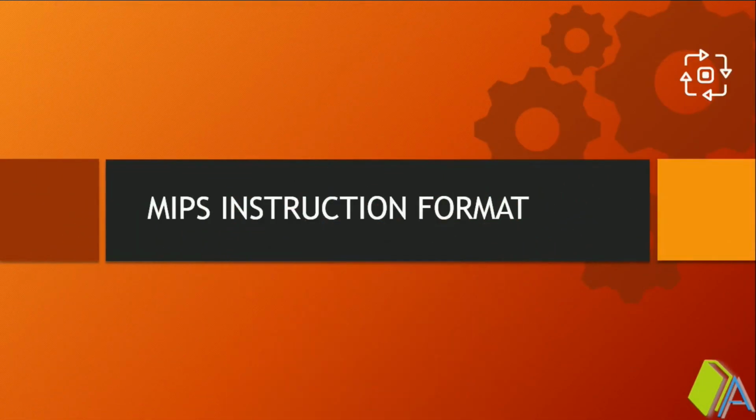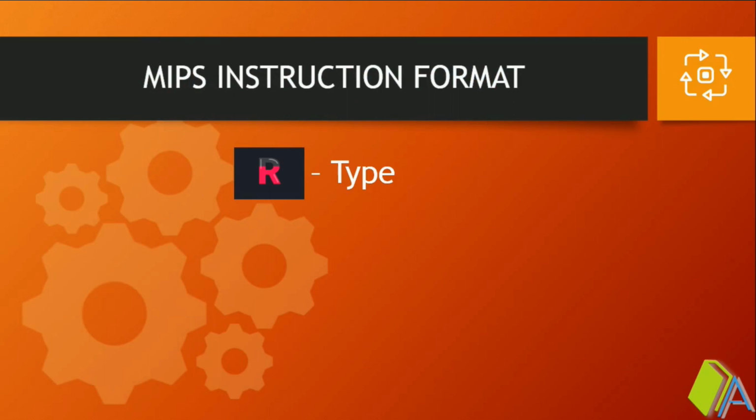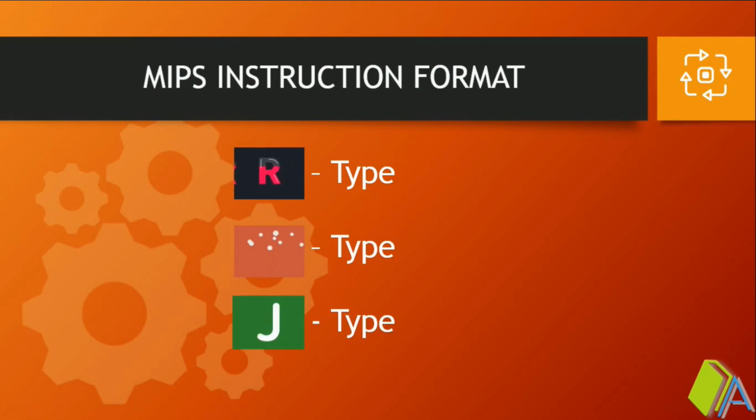Before getting into the concept of how we can convert assembly code into binary, we need to understand the instruction formats available in the MIPS32 architecture. The first instruction format is R-type instruction, otherwise known as register type. The second one is I-type, otherwise known as immediate type. The third one is J-type or jump type instruction format. We will see them one by one.